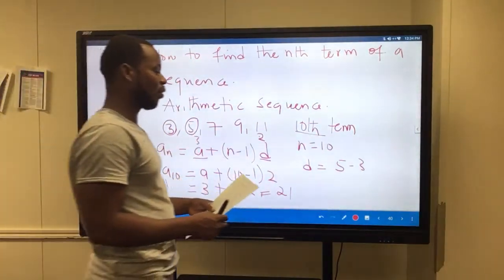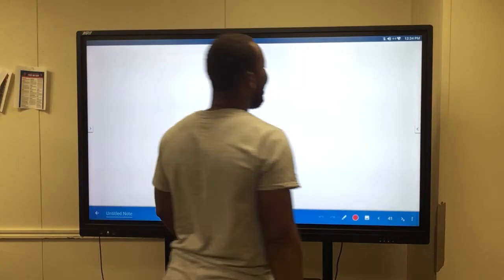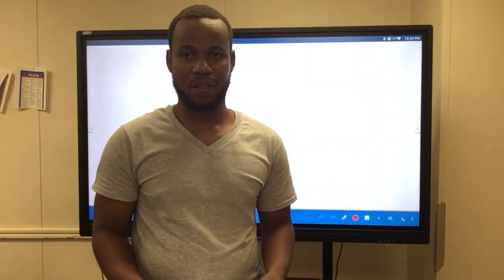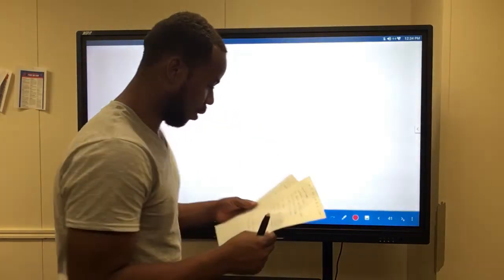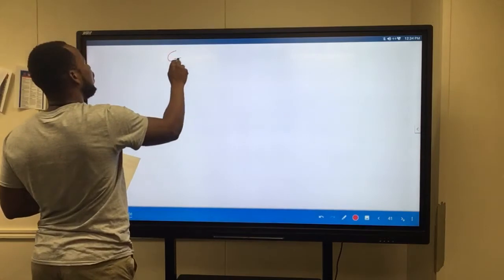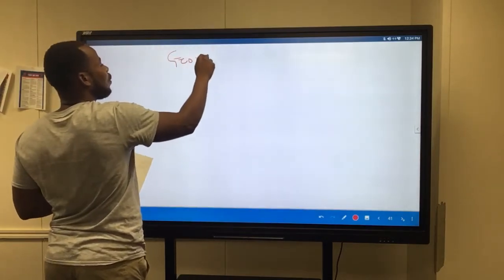Now, let's go to how we find the nth term when we have a geometric sequence. This is what I mean, a geometric sequence.